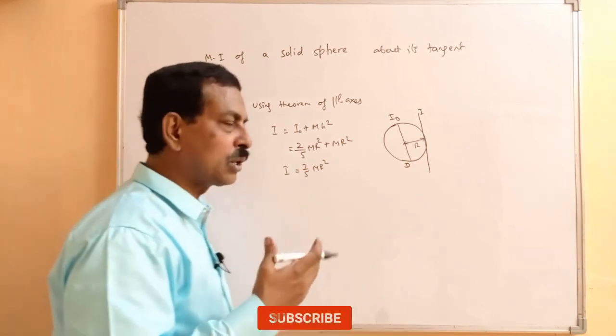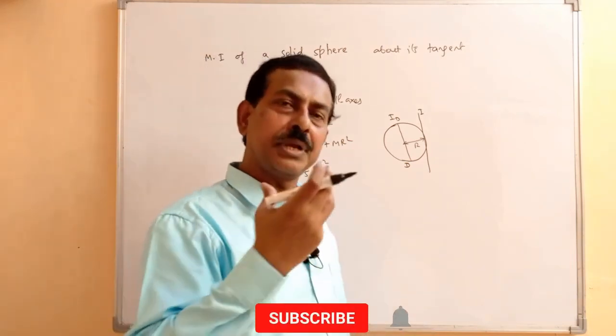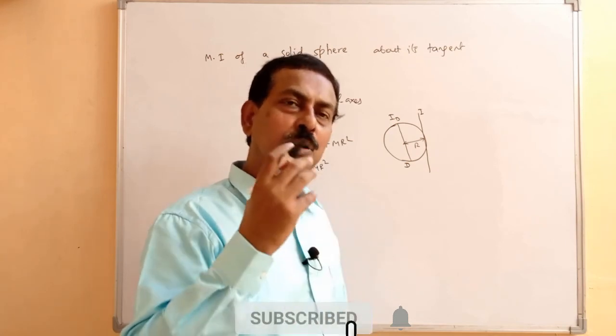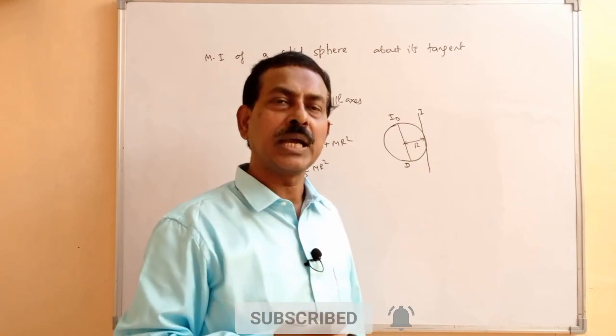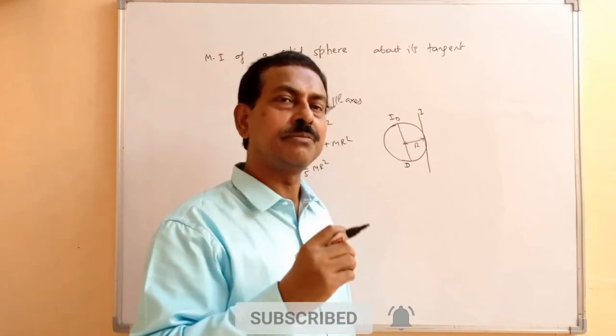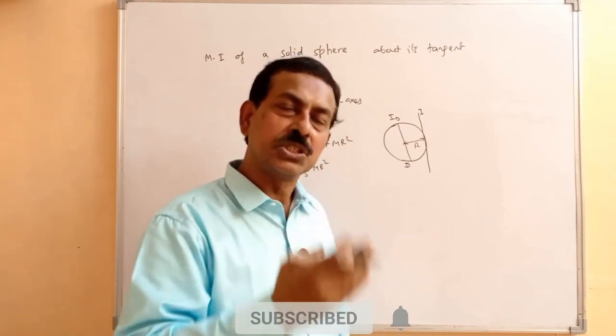So this is how you can find the moment of inertia of any body about any axis using the theorems of parallel and perpendicular axis, if you know the moment of inertia of the body about its center of mass.